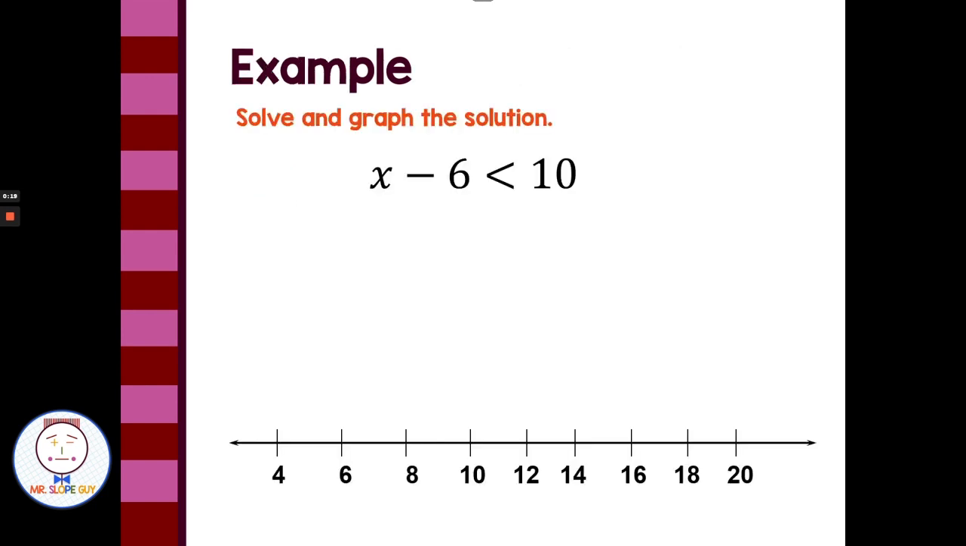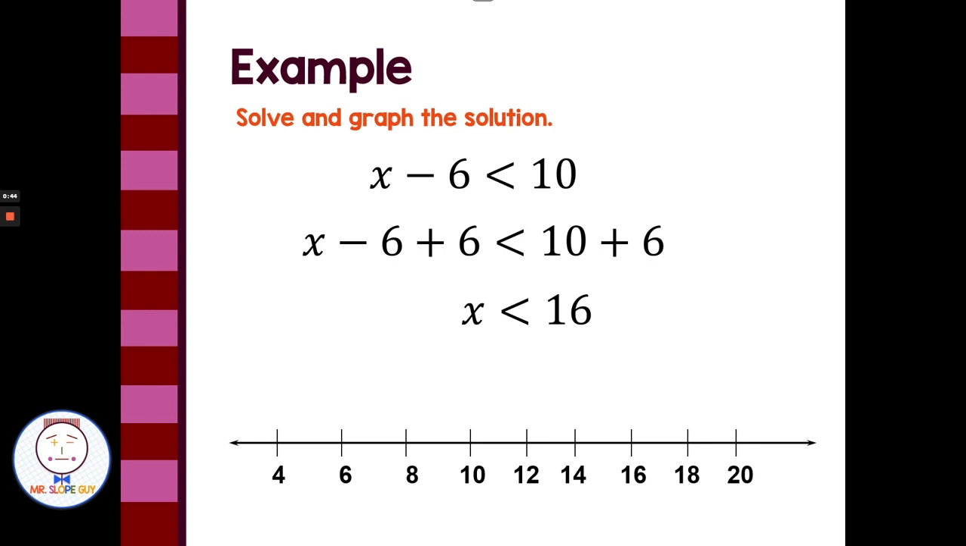So for example, we have a problem like x minus 6 is less than 10, and we're asked to solve and graph the solution. We can undo what's being done to the variable x. 6 is being subtracted from x, so the opposite would be to add 6. If I add 6 to one side of the inequality, I also want to add 6 to the other. On the left side, negative 6 plus positive 6 are inverses. They cancel out or zero out and leave x. And 10 plus 6 is 16, so my solution is x is less than 16.